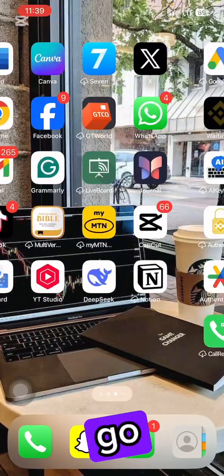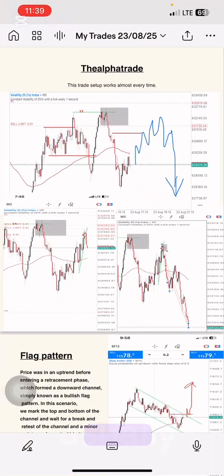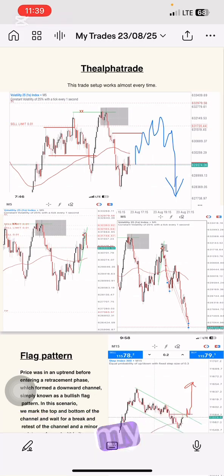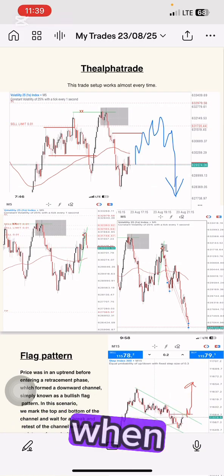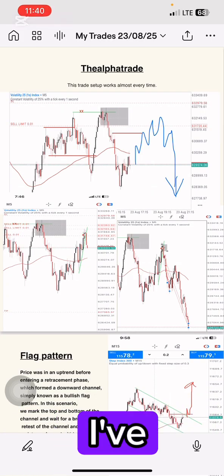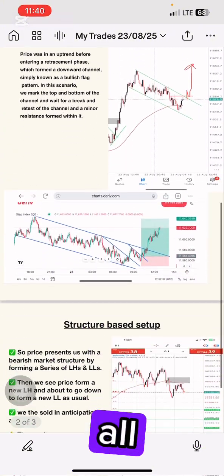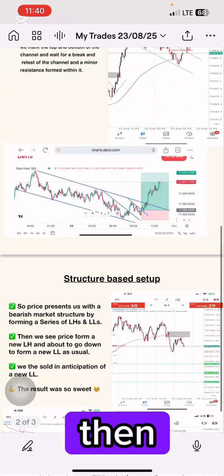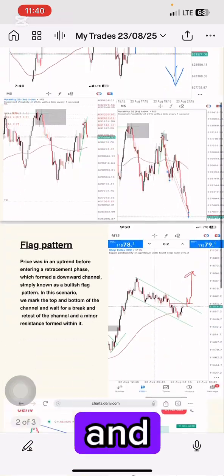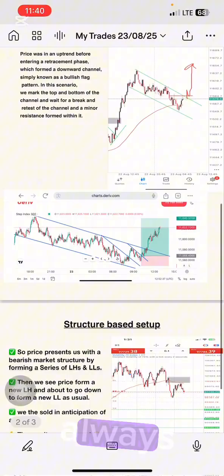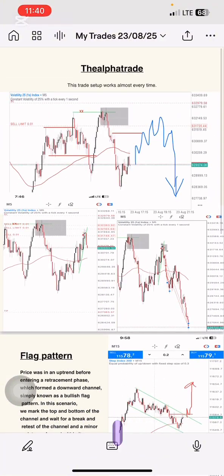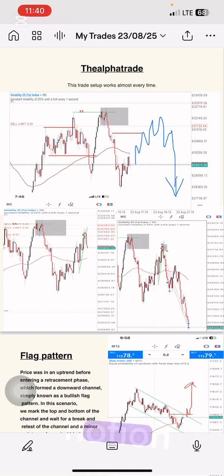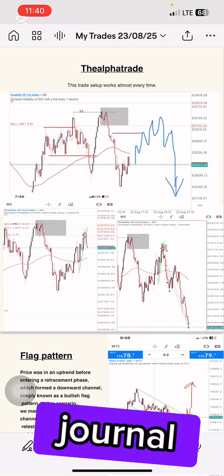So first of all, I'll go to my Goodnotes here. Usually what I do is I screenshot my trades after analyzing them. When the trade is triggered and when I've taken profit, I will analyze all of them and then take the screenshots and put them together here with some write-ups, so I can always go back to look at it. I use Goodnotes. I also use Notion. Then I also use Journal.